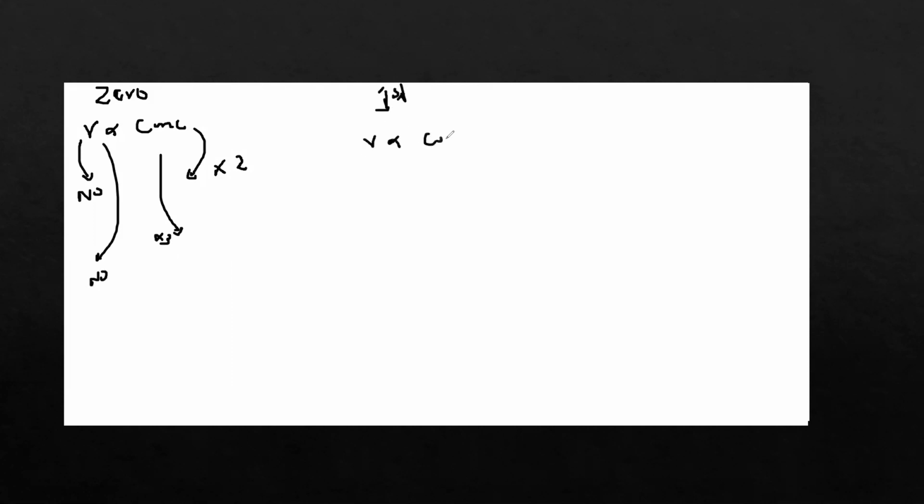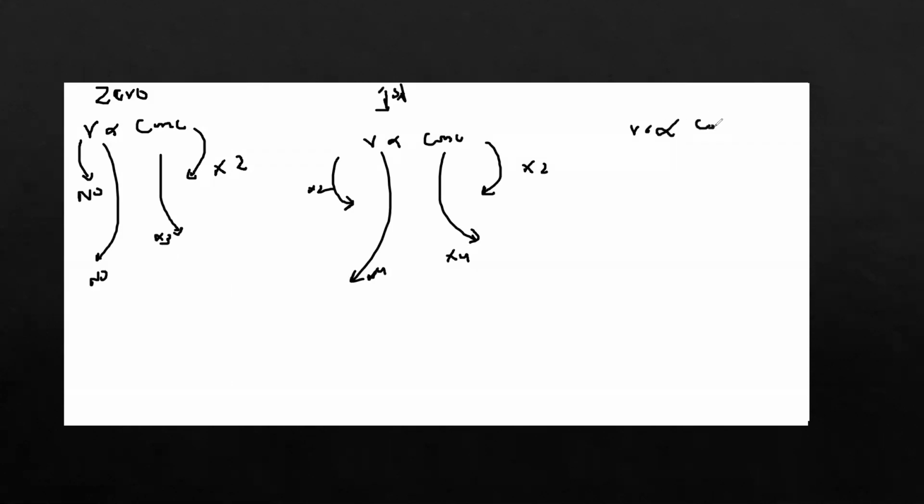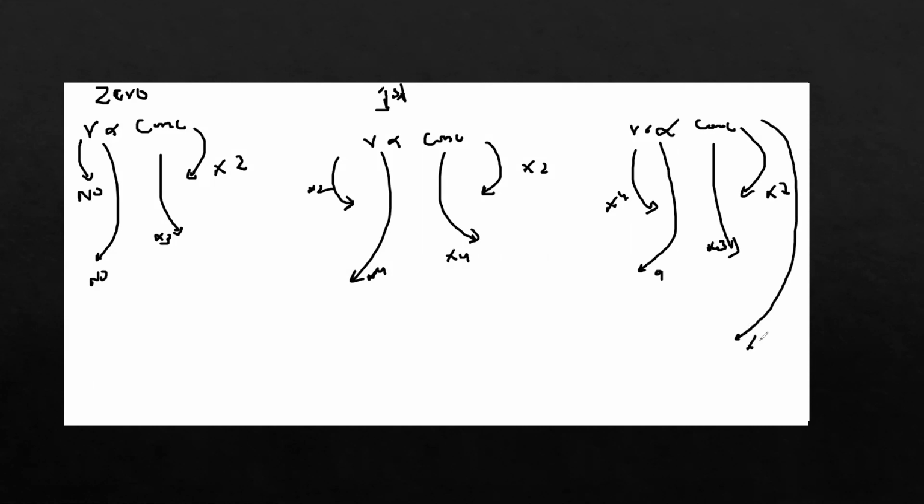But if it is a first order, then rate and concentration, if I double the concentration, rate will be double. If I multiply the concentration by 4, rate will also be multiplied by 4. And if it was a second order, if we double the concentration, the rate will increase by 4. If we triple the concentration, rate will increase by 9. If we multiply the concentration by 5, the rate will increase by 25. So that is for the second order reaction.